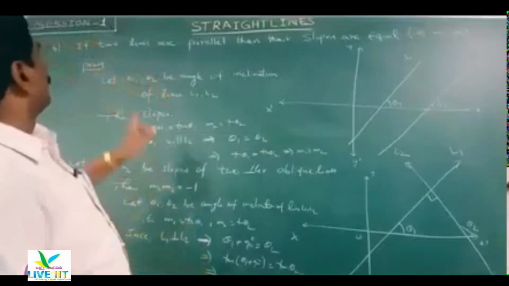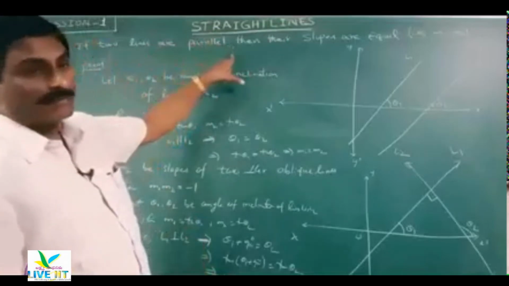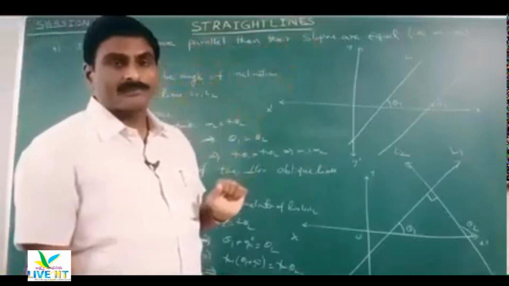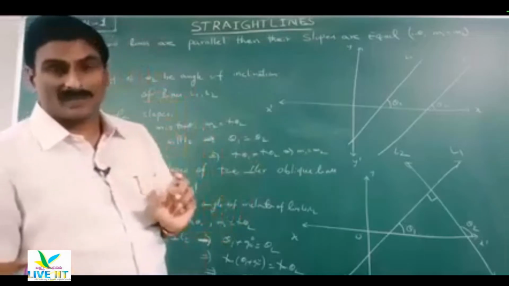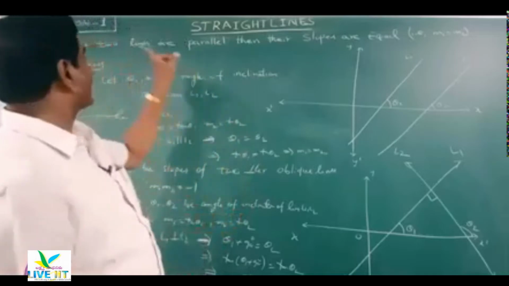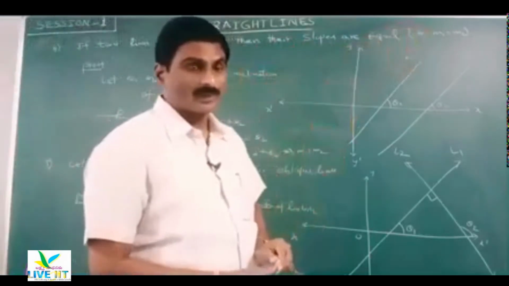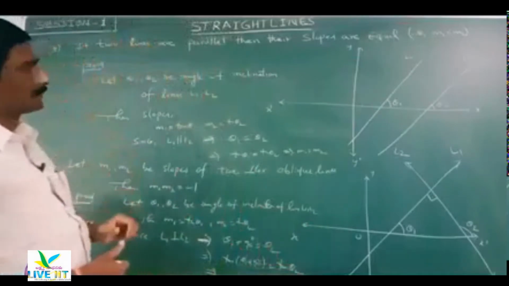Next, fourth point. If two lines are parallel, then their slopes are equal. Suppose m1 is the slope of the first line and m2 is the slope of the second line, then m1 is equal to m2. If two lines are parallel, then their slopes are equal, that is m1 is equal to m2. Proof.